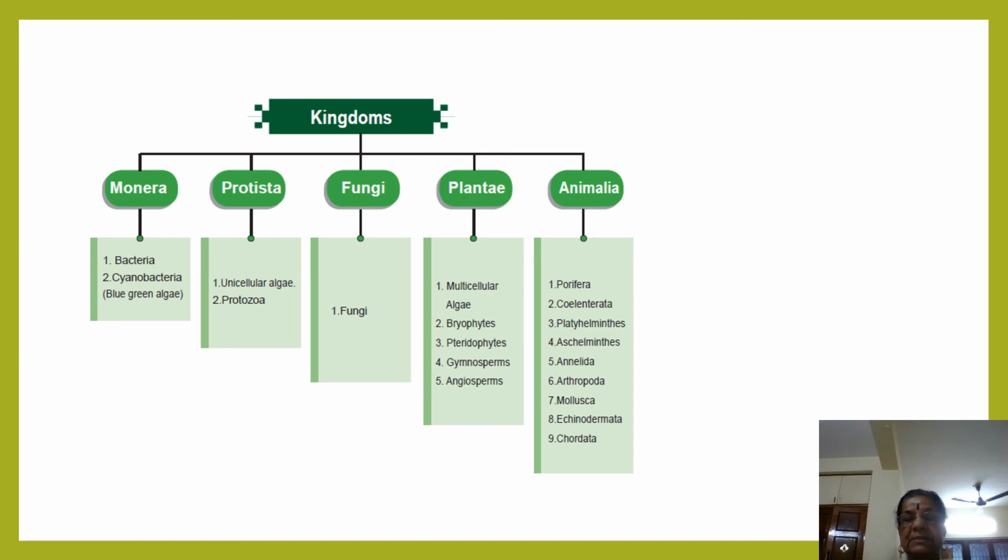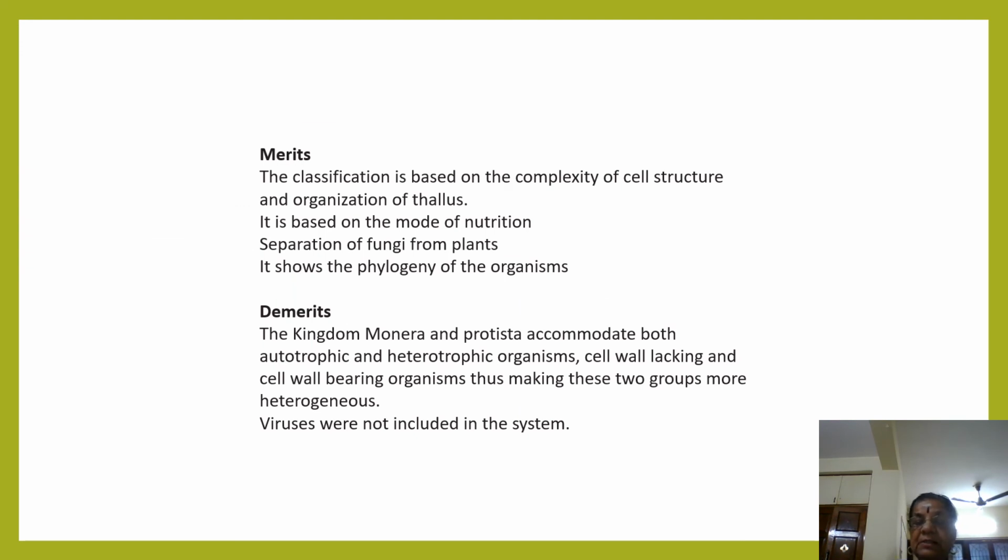We take the five kingdom classification as pictures. In kingdom Protista, there are protozoans and algae. Now first Monera, kingdom Monera. These are all different sizes and shapes of bacteria. Are you clear? And this is kingdom Protista, where we have protozoans: Amoeba, Euglena and Paramecium.